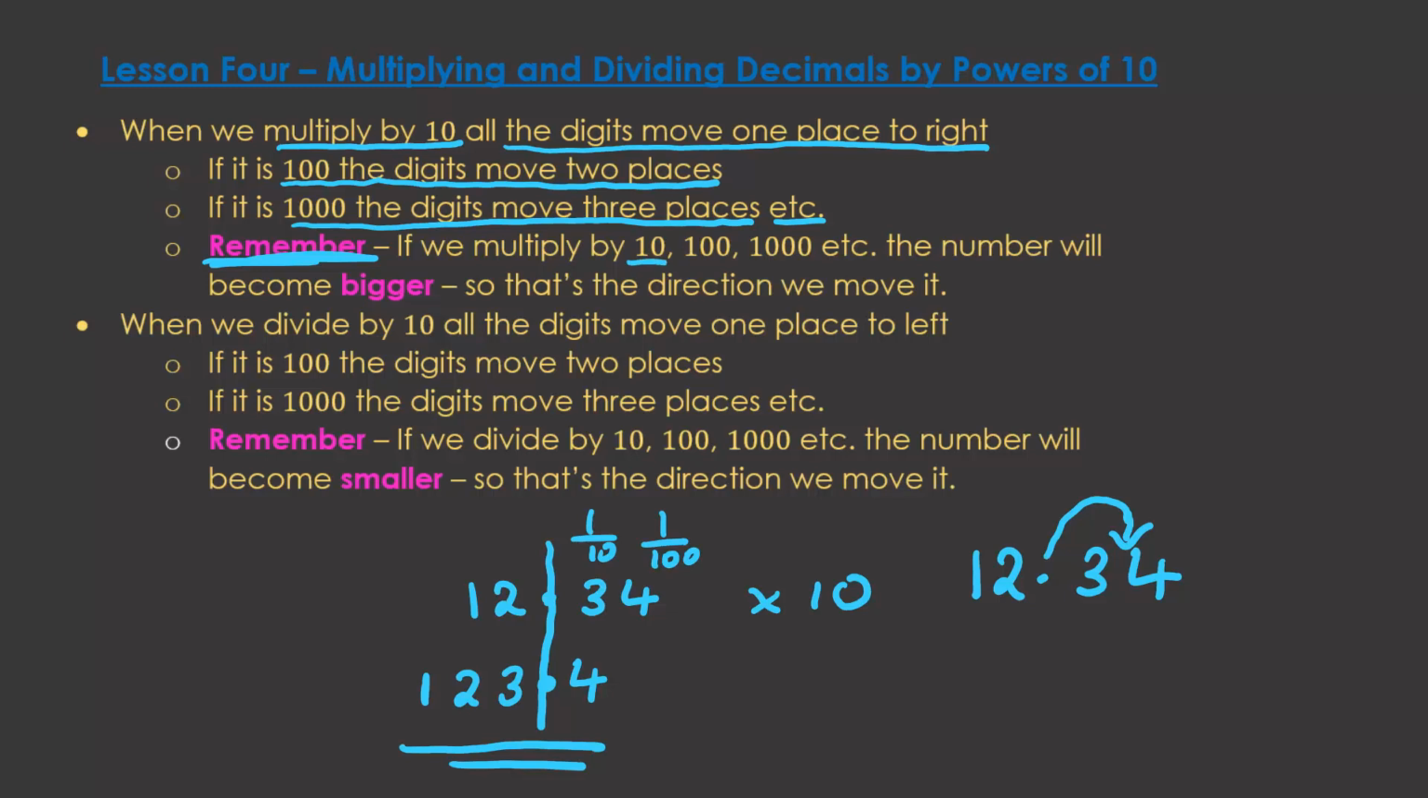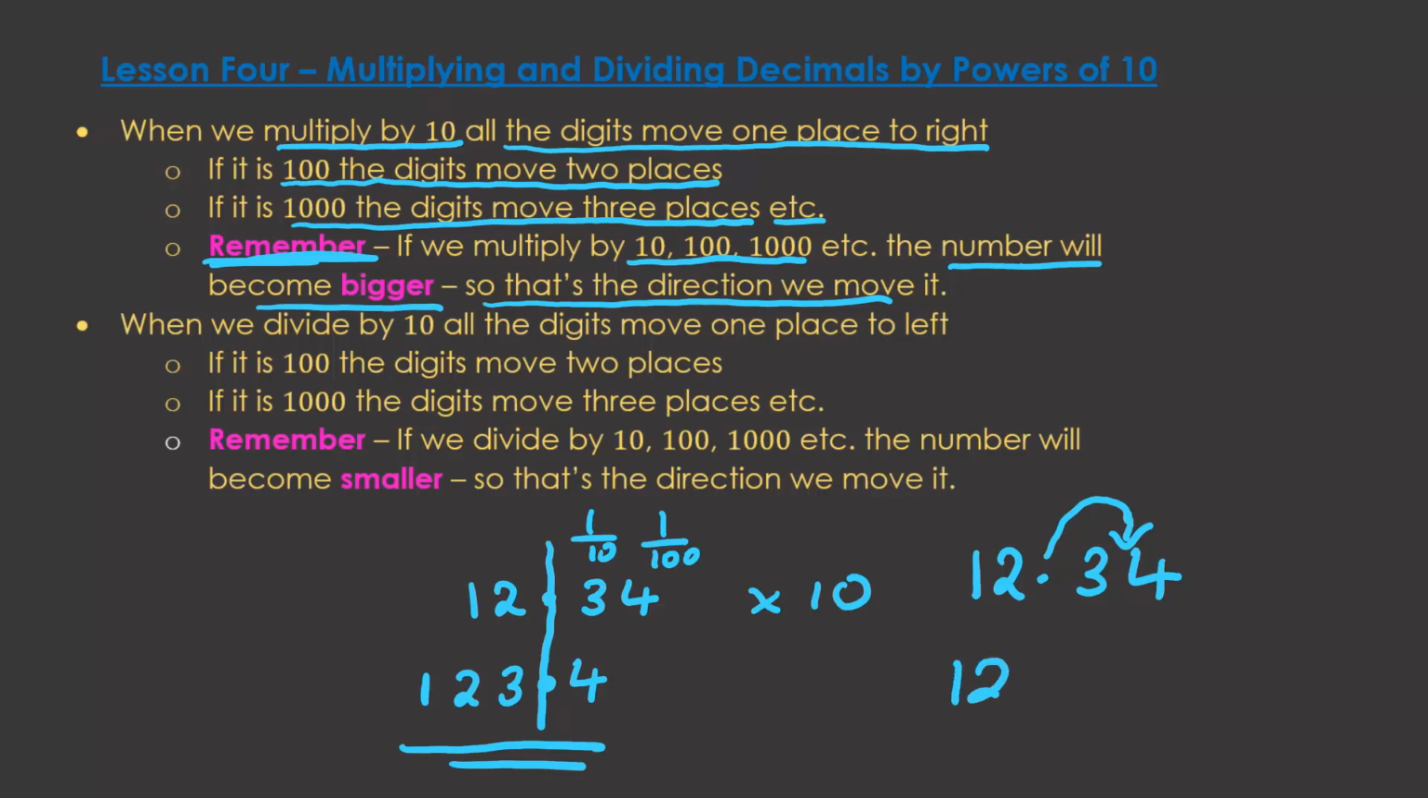But if you're multiplying by 10, 100, 1,000, the number will get bigger. If you multiply something by 10, you've got 10 times as much of it. It's going to be bigger. So that's the direction you move in. You move in a direction so as to make the number bigger.